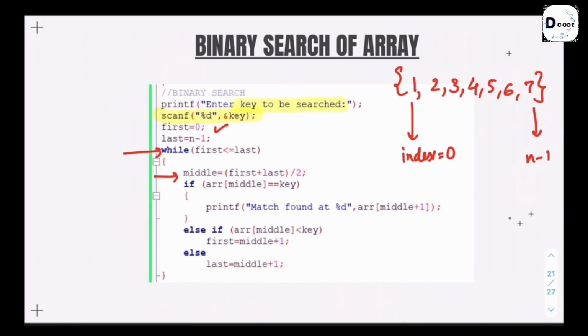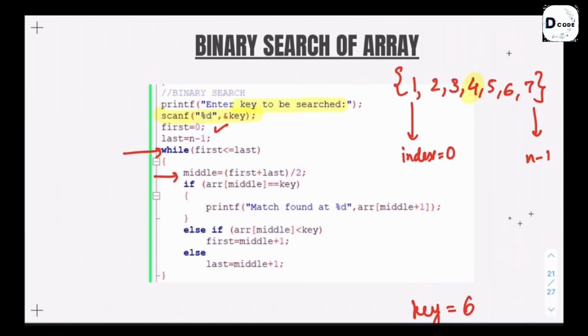Now according to you, what is the middle number for this array? For this array, the middle number will be 4. Now it will check if the middle element is equal to key. Let's say the key value entered by the user is 6. Now obviously 4 is not equal to 6.